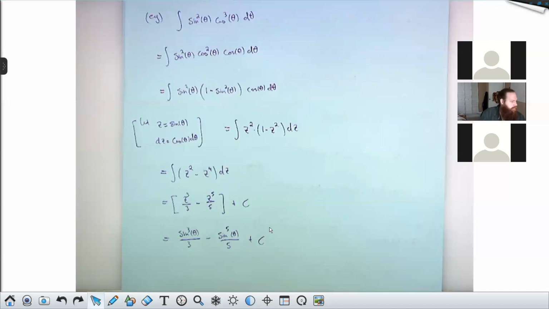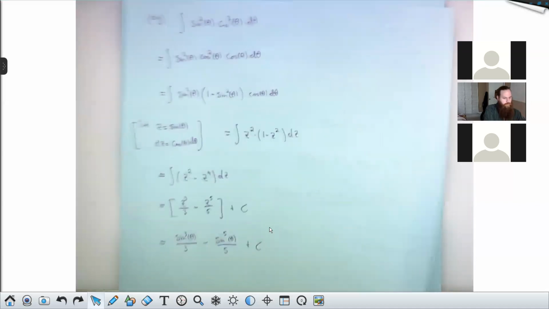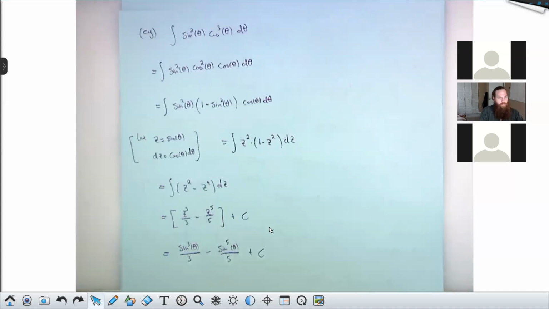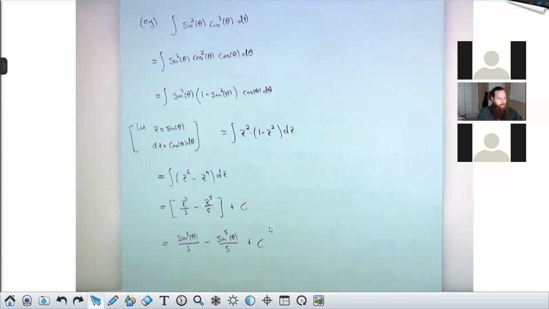All right, before we leave this case, I want to discuss what you do if both powers are odd. So questions on this example, why we did what we did, why it came out like it did, any of that stuff. Everybody has this nice and clean in their notes.